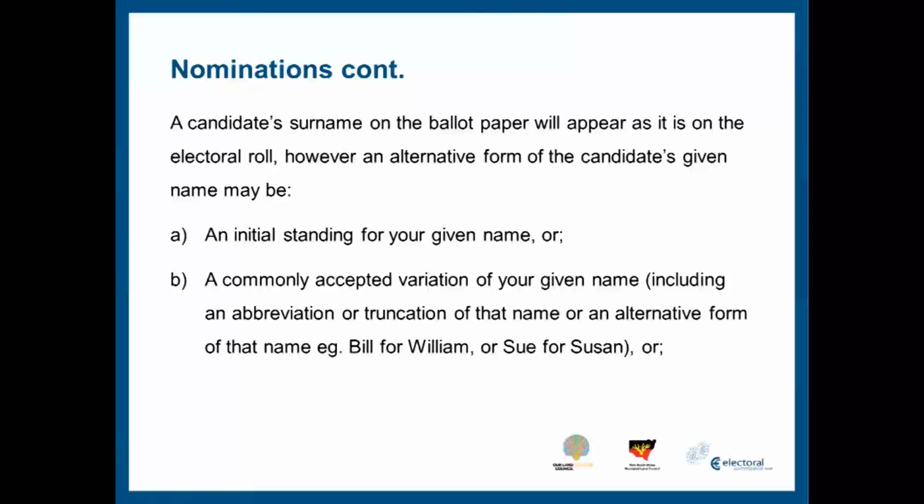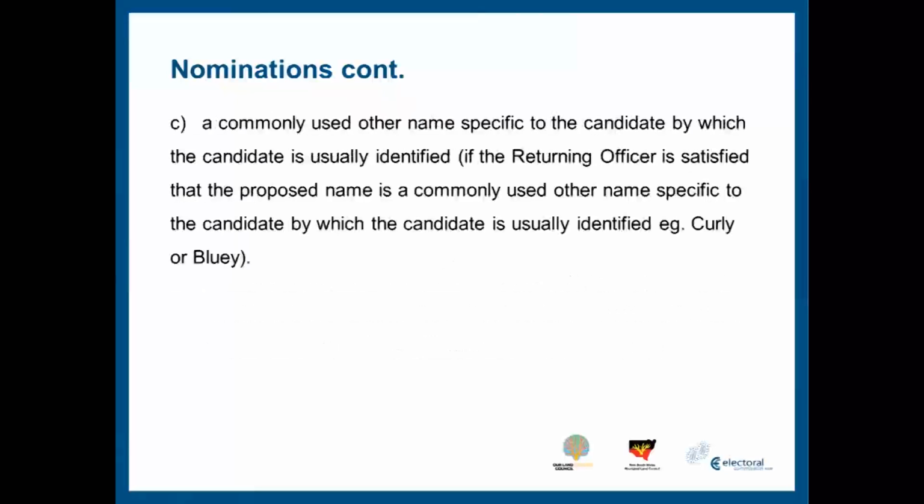A candidate's surname on the ballot paper will appear as it is on the electoral roll. However, an alternative form of the candidate's given name may appear on the ballot paper, and that may be either an initial standing for your given name, a commonly accepted variation of your given name, for example, Bill for William or Sue for Susan, or a commonly used other name which the candidate is well known by, for example, Curly or Bluey, if the returning officer is satisfied that that is a commonly used name by the candidate.